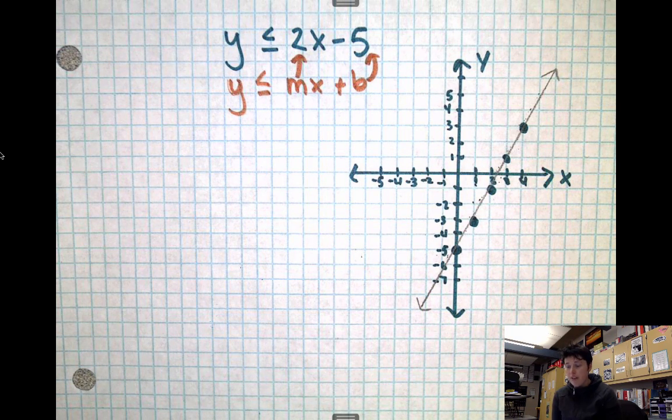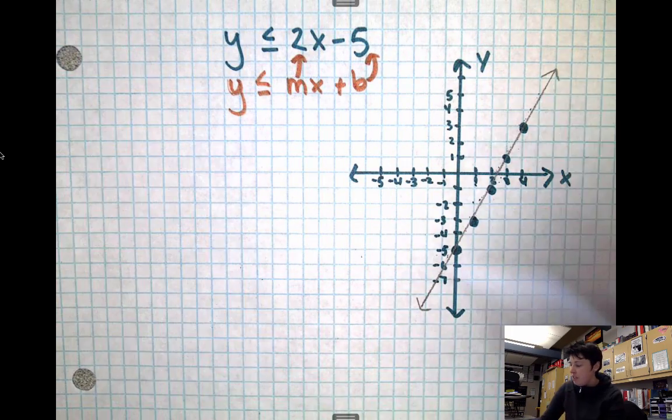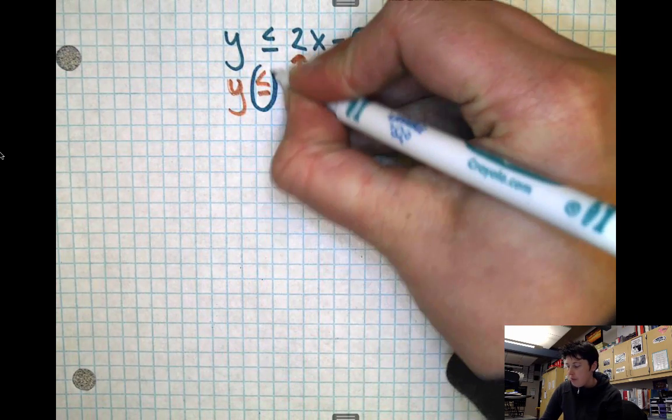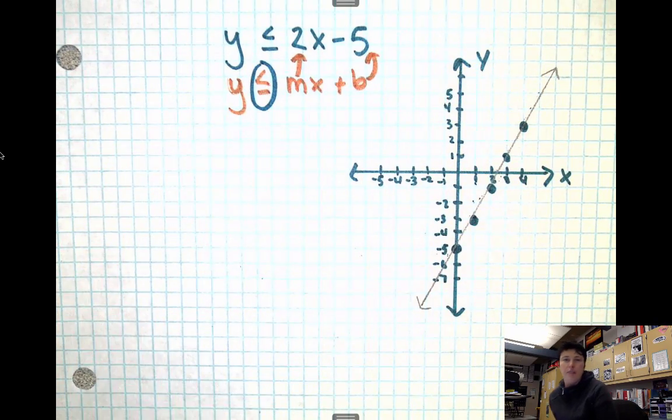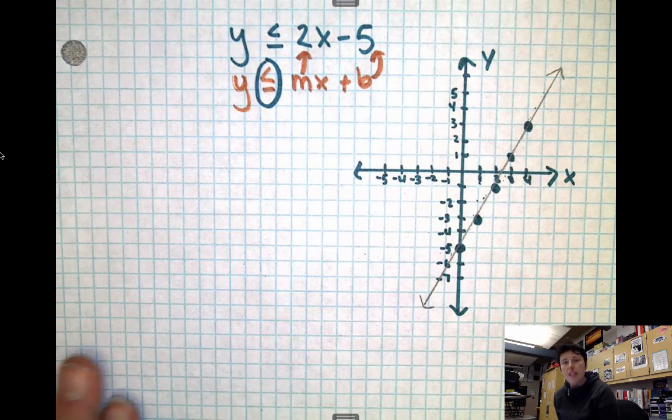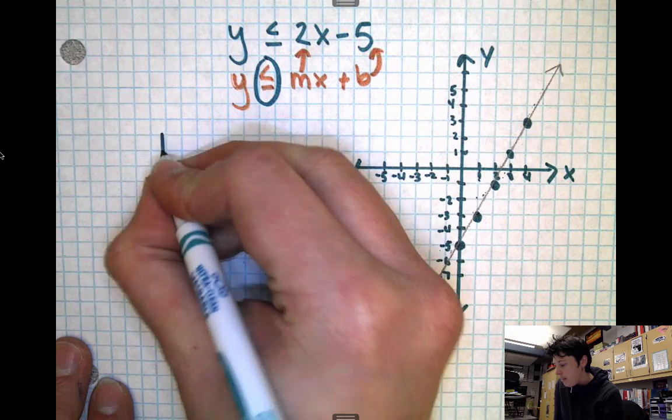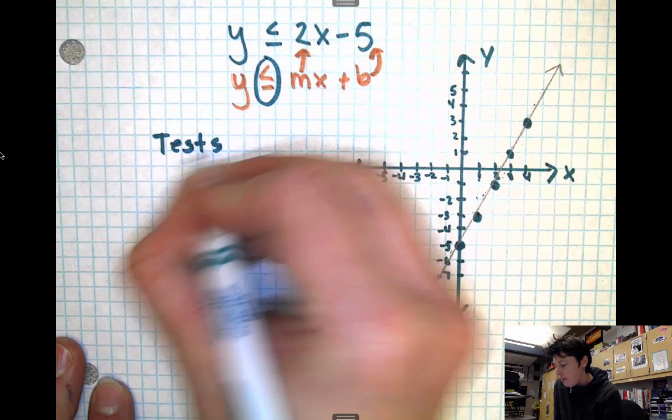Now I'm not done with my graph. All I've done is the line part of it. I still have to address the biggest part of this whole entire problem, which is this less than or equal to symbol. Here's how we tackle this problem. We are going to test some points. We're actually going to run some tests. So I'm going to write tests.